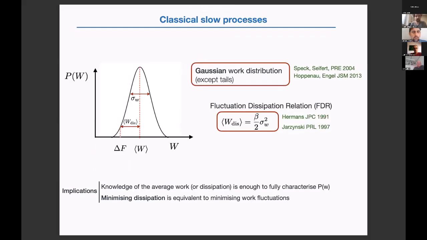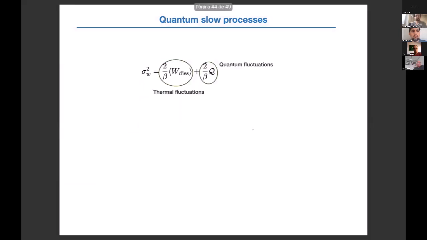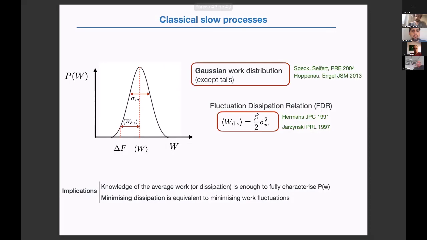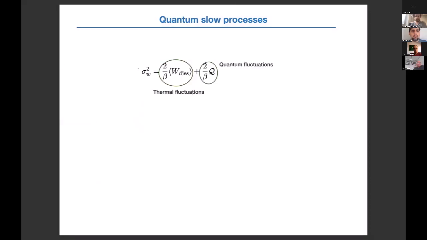Okay, so remember that I said that if we have a classical slow process, the work probability distribution will become a Gaussian distribution with the first and second moments related by the fluctuation-dissipation relation, which is of course very nice and very powerful. But what we realized is that when you go to quantum slow processes, this relation breaks down. Basically, what you can see is that the work fluctuations in the linear response regime are a sum of two contributions: a thermal contribution that comes from the thermal fluctuations, and a quantum contribution that comes purely from quantum coherence.